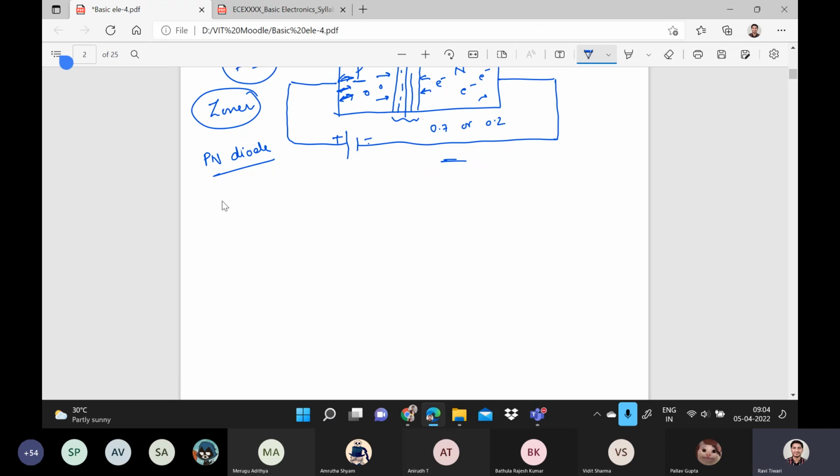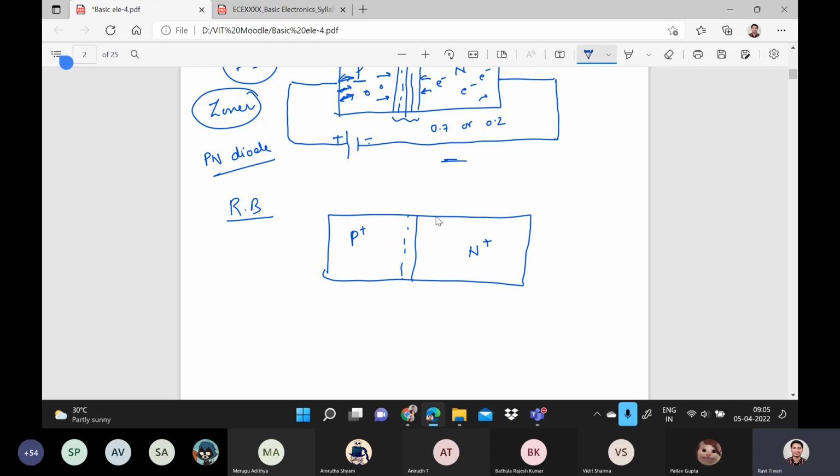Now, what will happen if you connect them in a reverse bias? For reverse bias, you see, here you have a P plus, here you have an N plus. Why am I writing plus plus? Because it's a highly doped material. Right? And now I am connecting in the reverse bias. So the P terminal will be connected to the negative and the N to the positive of the battery.